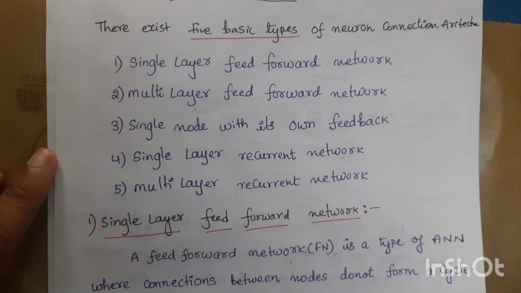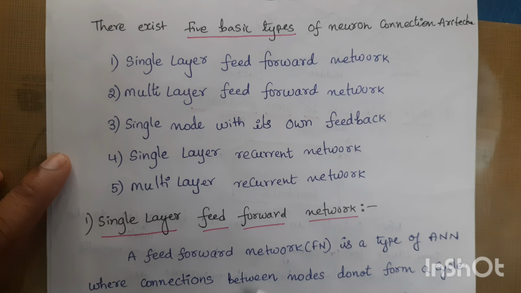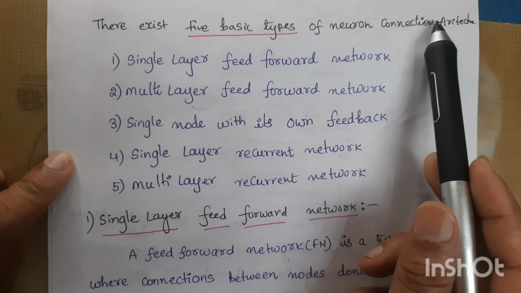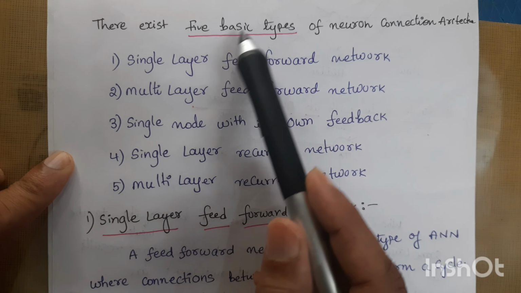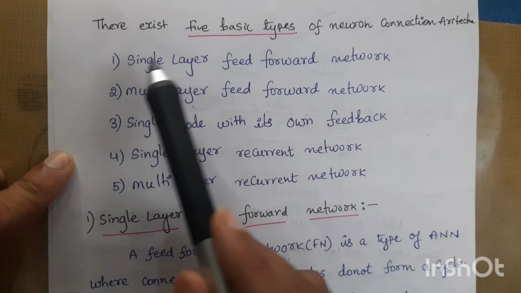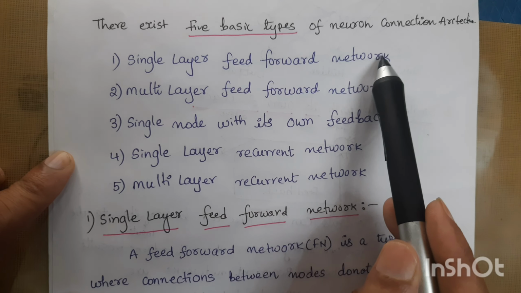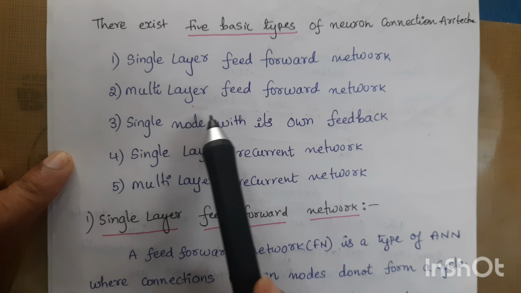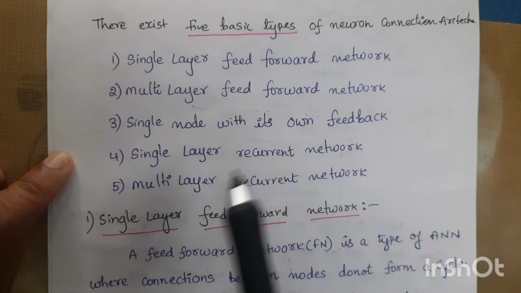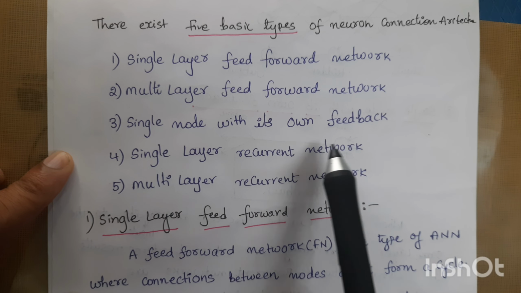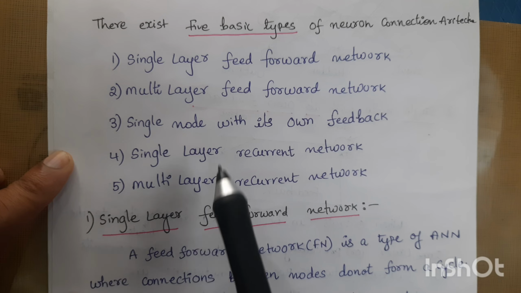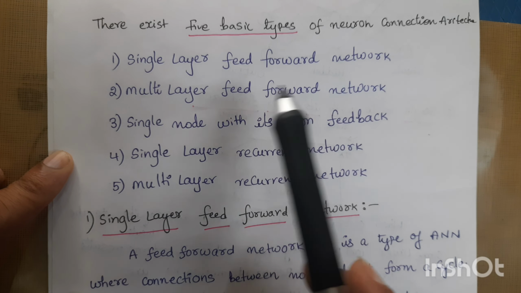Now you can see here there exist completely 5 types of neural network architecture. So in ANN we have completely 5 models: single layer feed forward network, multi-layer feed forward network, single node with its own feedback, single layer recurrent network, multi-layer recurrent network. So let me explain this in a very short way.